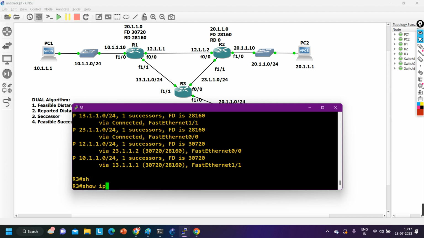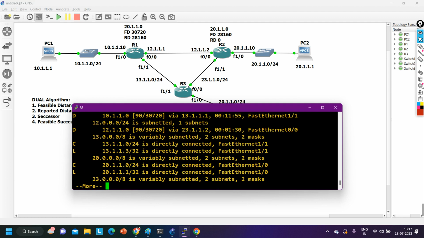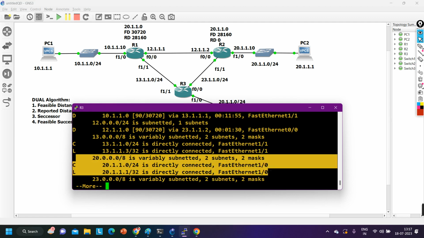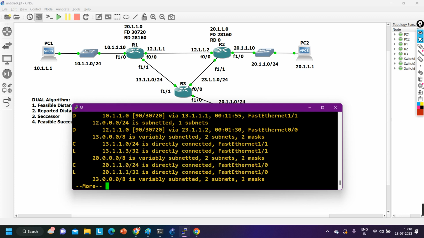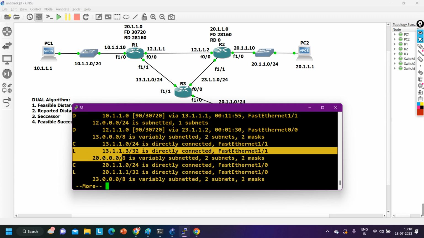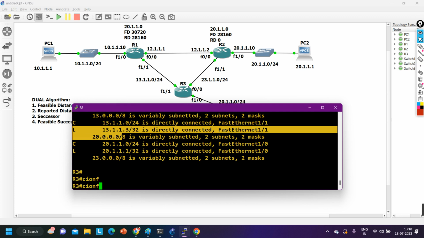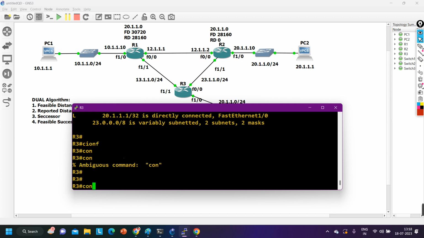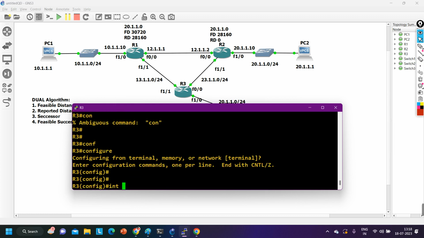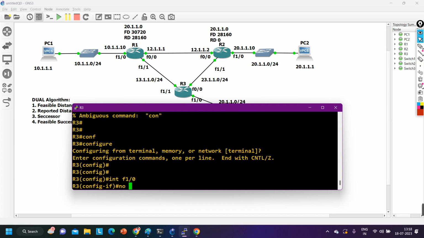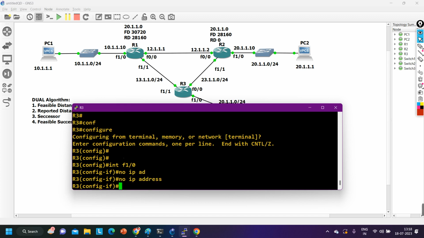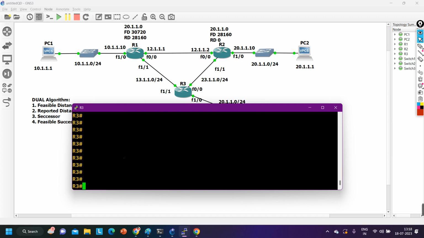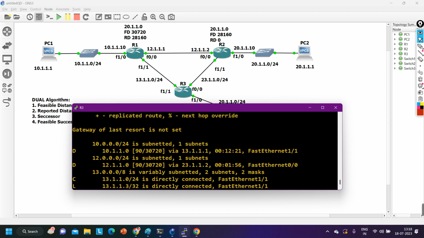Because of this network, router 3 has this network directly connected. So why would it learn this network from EIGRP if this network is directly connected to router 3? So I am going to remove this configuration from router 3. I'm going to remove this network command. Interface F1/0, say no ip address. Once I have removed this network on router number 3, you will check show ip route.